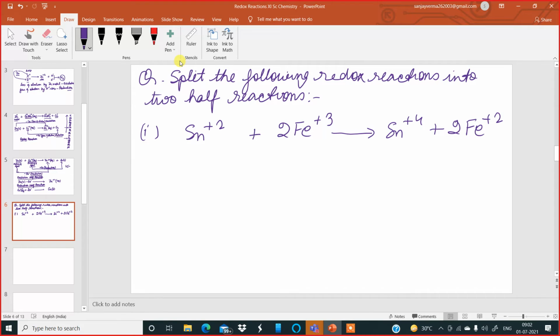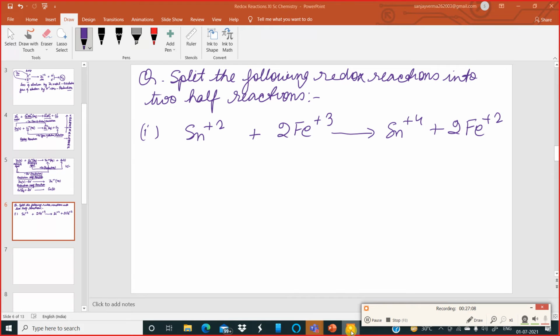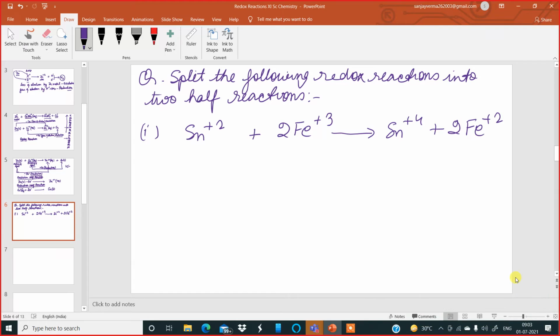Now, have you all copied this equation, the ionic equation? It is called an ionic equation. Am I clear? What equation is it called? An ionic equation. Are you getting it, boys? Okay, good.